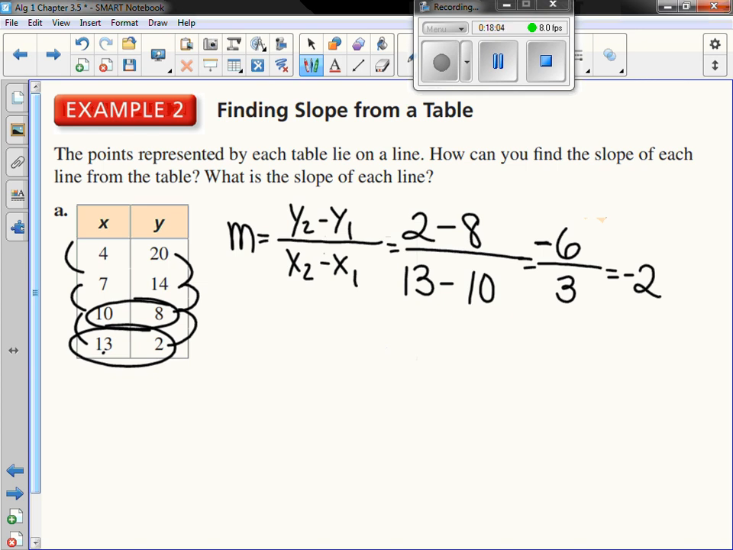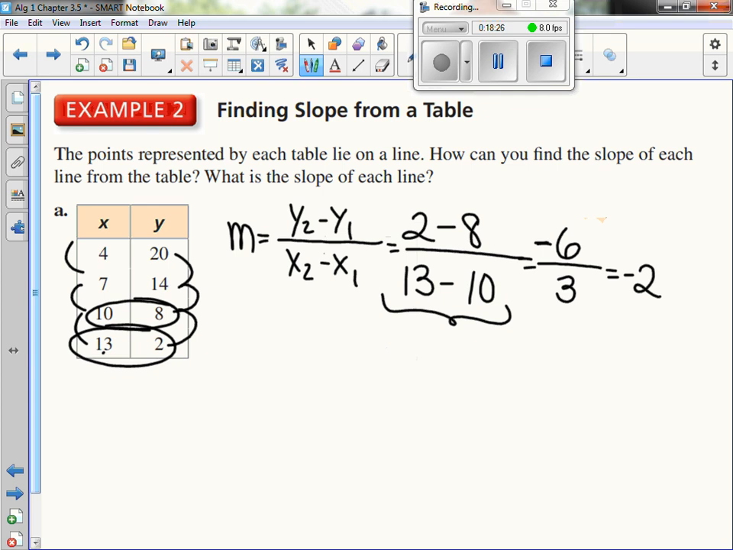Now, yes, you could plug this into the calculator. The yellow calculators will do it. You can do the fraction key, 2 minus 8 over 13 minus 10, and hit enter, and it will tell you what the correct answer is. It'll tell you that it is negative 2, and it gives us our slope. Questions on this here? We good with this here?